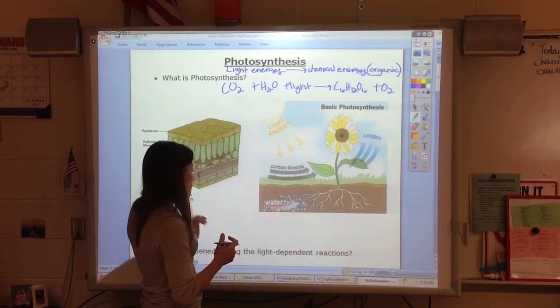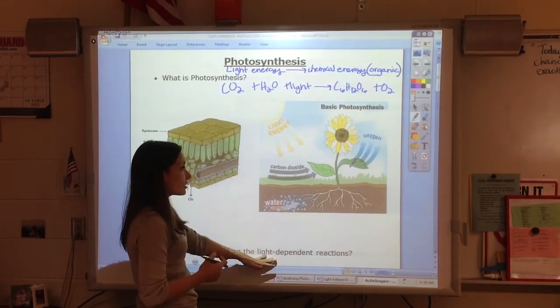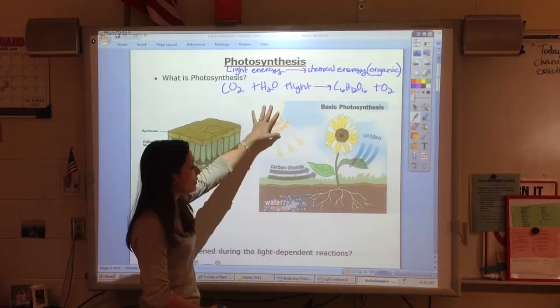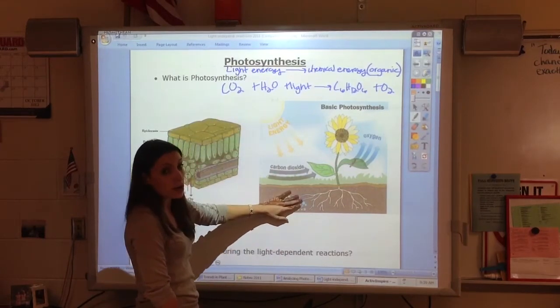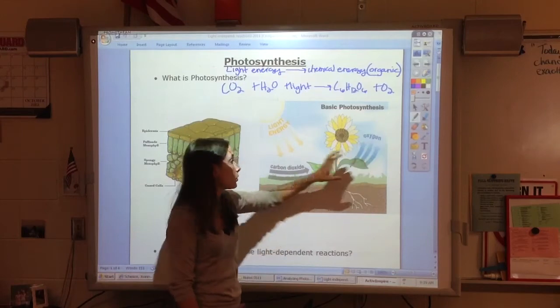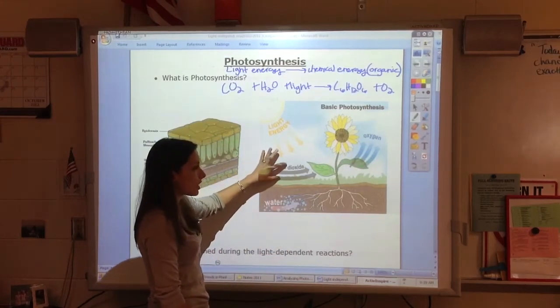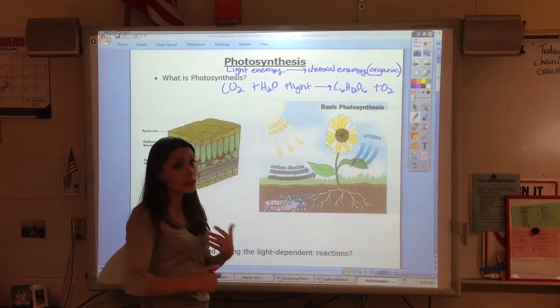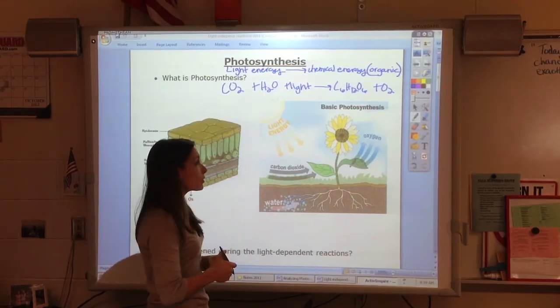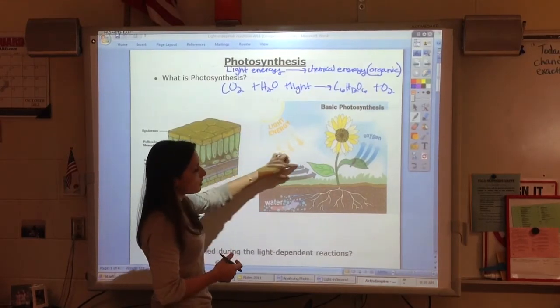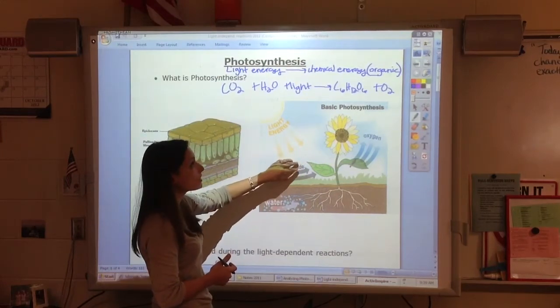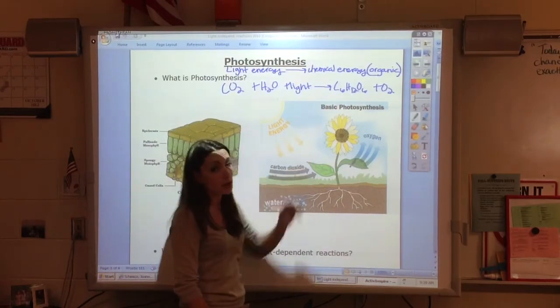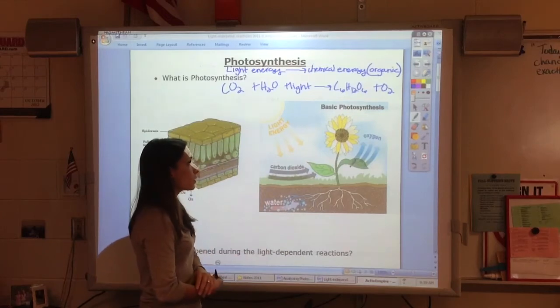When we look at the light-dependent reactions, we have mainly seen the use of light and water and the release of oxygen, but we have not used carbon dioxide. So today when we talk about the light-independent reactions, we will be actually fixing carbon dioxide, or taking CO2 and putting it into an organic form.